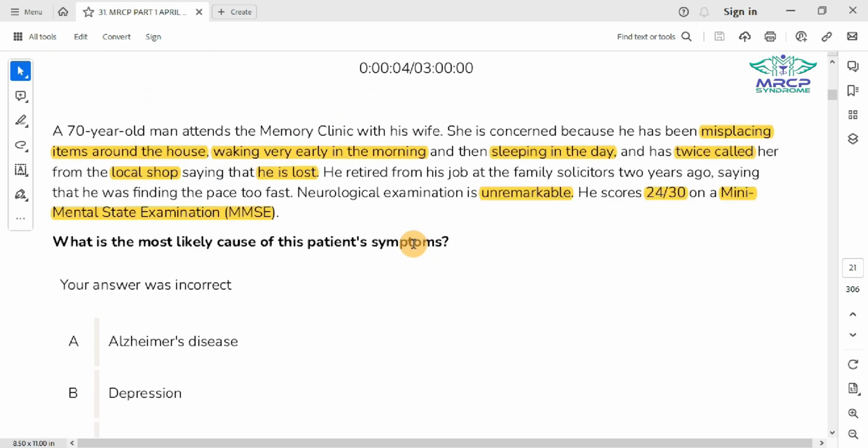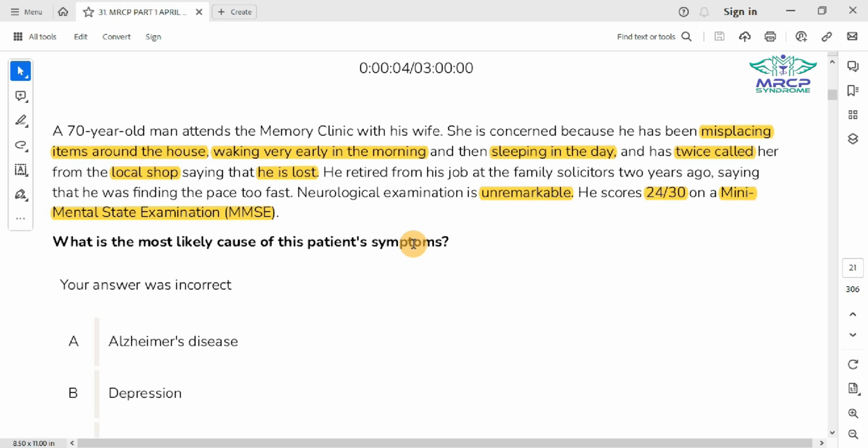A 70-year-old man attends the memory clinic with his wife. She is concerned because he has been misplacing items around the house, walking very early in the morning and then sleeping in the day, and has twice called her from the local shop saying that he is lost.